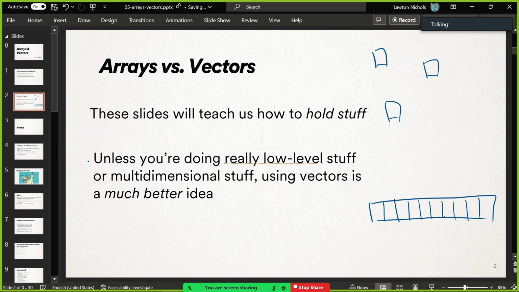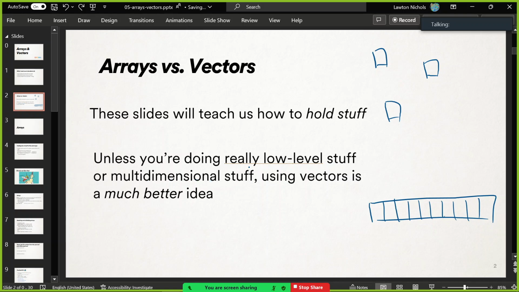And the moral of this story eventually is that vectors are much better than arrays. They're cooler. You always want to use a vector if you can. Sometimes, for reasons like multi-dimensional things that I'll show you soon, an array is a better idea. But usually you always want to go with a vector. It's going to save you.